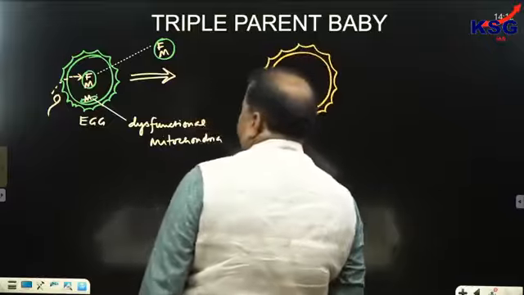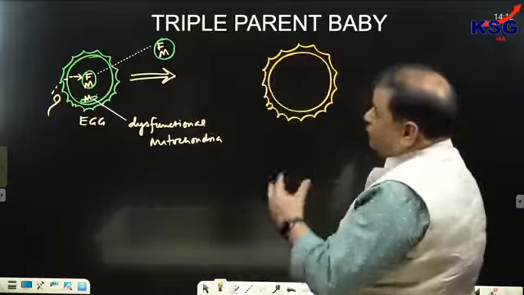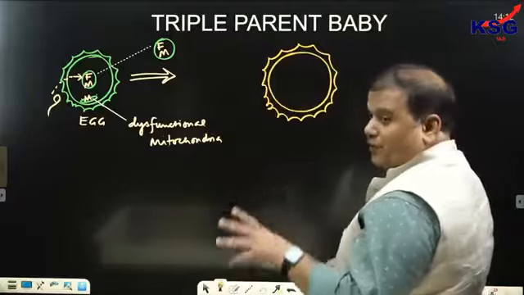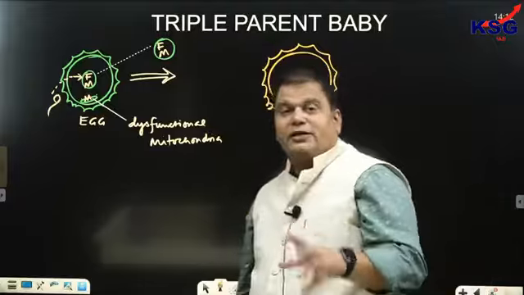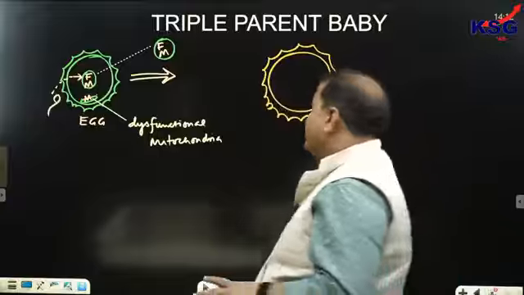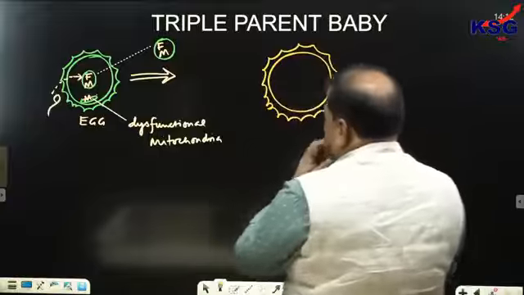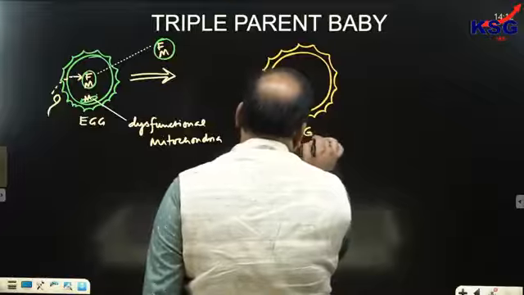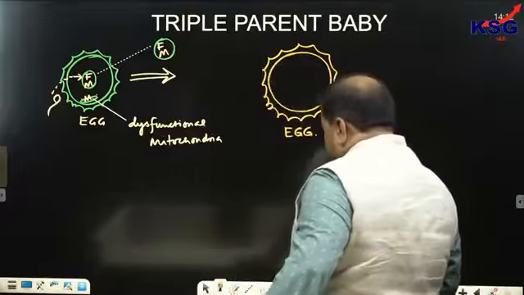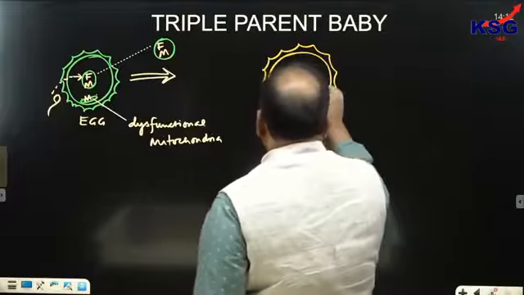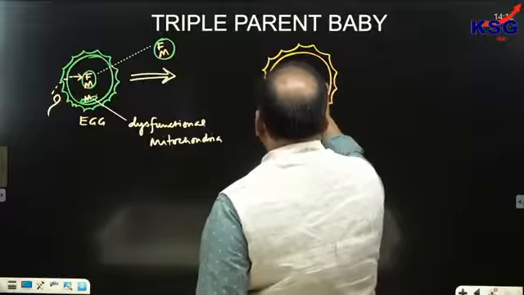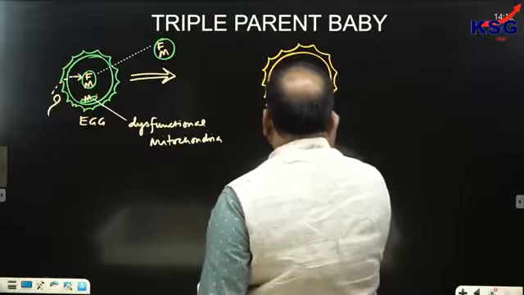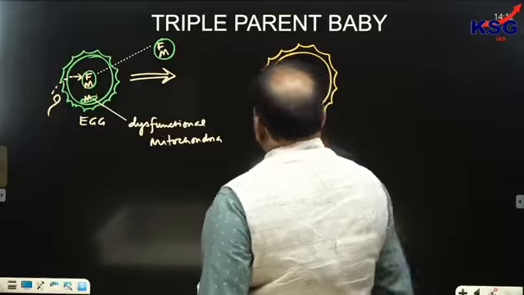Now her egg would first be examined to see whether her mitochondrial DNA is proper or not, whether it is responsible for any disease or not. So first of all, the egg would be extracted from her. And here is her nucleus, and this is the mitochondria of hers. Let's name it M1. Clear?